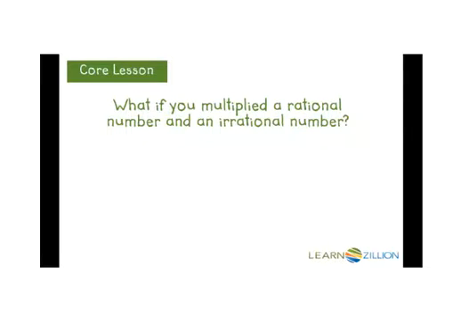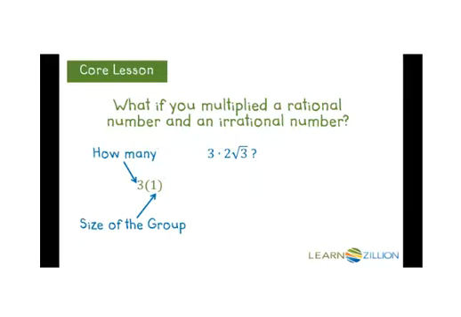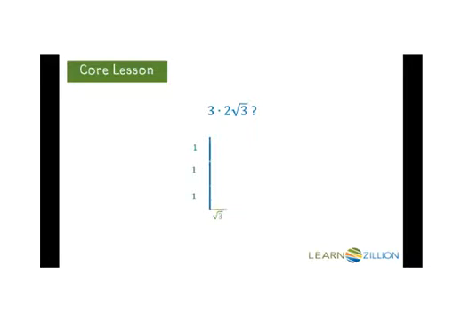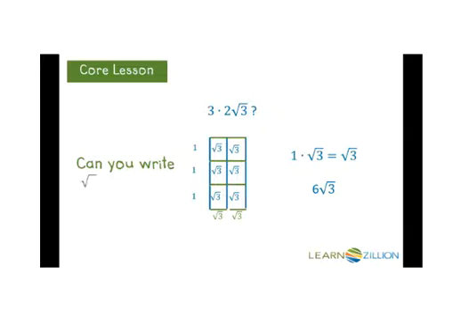What if you multiplied a rational number and an irrational number? So, 3 times 2 square roots of 3. The first term means that you have 3 lengths of size 1. The second term means that you have 2 lengths of size square root of 3, and you can draw that. Let's multiply 3 ones times the square root of 3, and you get 2 square roots of 3, which gives you 6 square roots of 3. Ask yourself, can I write the square root of 3 as a ratio with just integers? No, you cannot. So in this case, I'm thinking that a rational times an irrational is irrational. But let's look at the general case just in case.